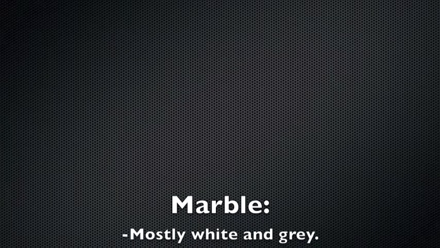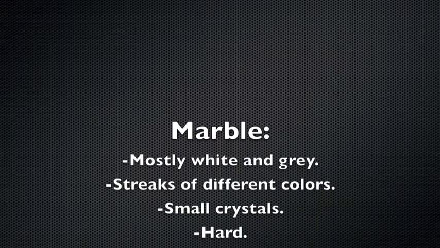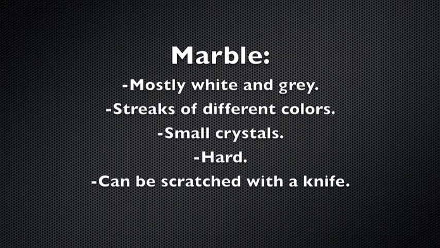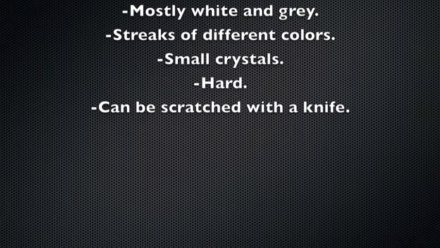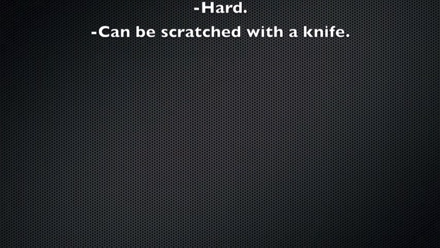Marble. Marble is mostly white and gray. It has streaks of different colors. It contains small crystals, hard but can still be scratched with a knife.